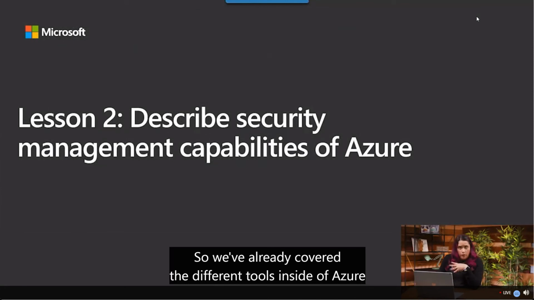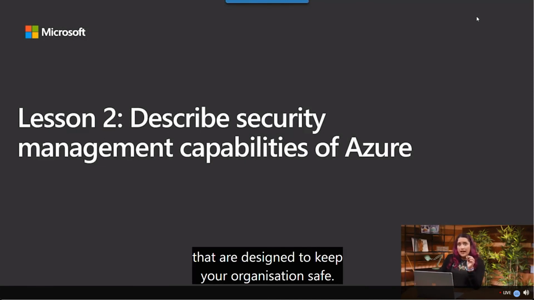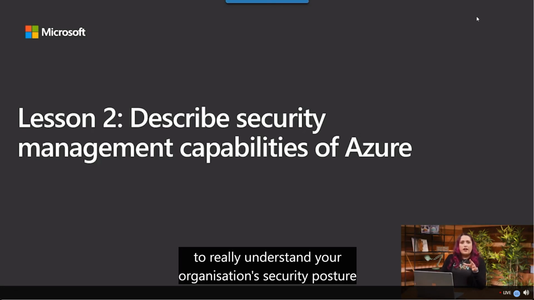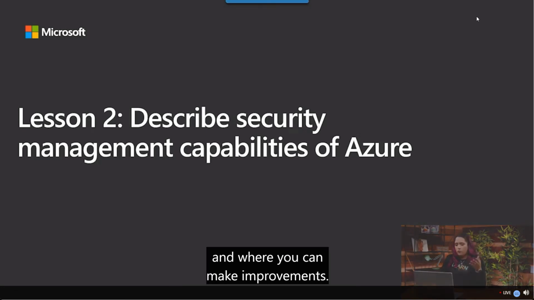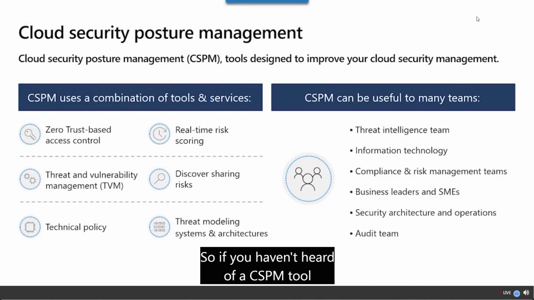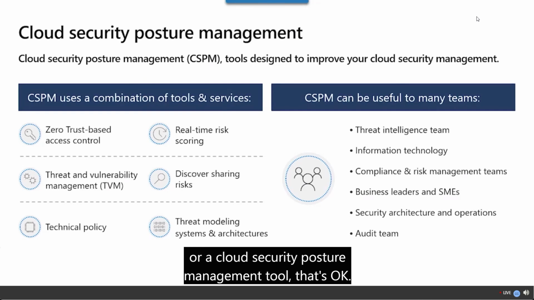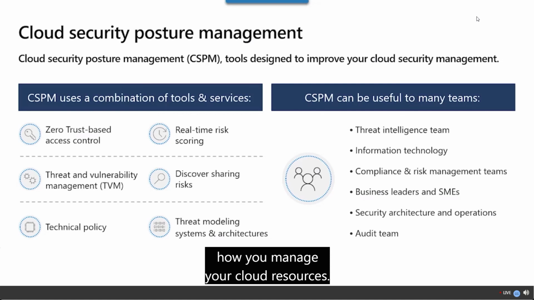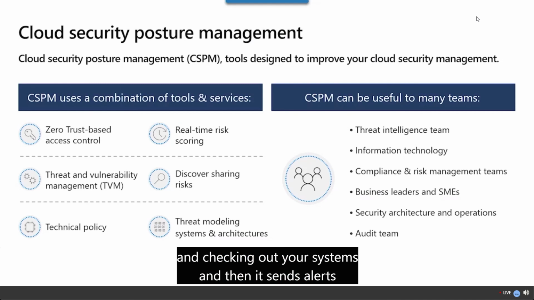So we've already covered the different tools inside of Azure that are designed to keep your organization safe. Now what I want to do is take a look at how you can leverage some of the different management tools to really understand your organization's security posture and where you can make improvements. So if you haven't heard of a CSPM tool or a cloud security posture management tool, that's okay. It's a relatively new type of tool that was created to help improve how you manage your cloud resources. And the way it works is by constantly scanning and checking out your systems, and then it sends alerts to your IT team anytime it finds a vulnerability.